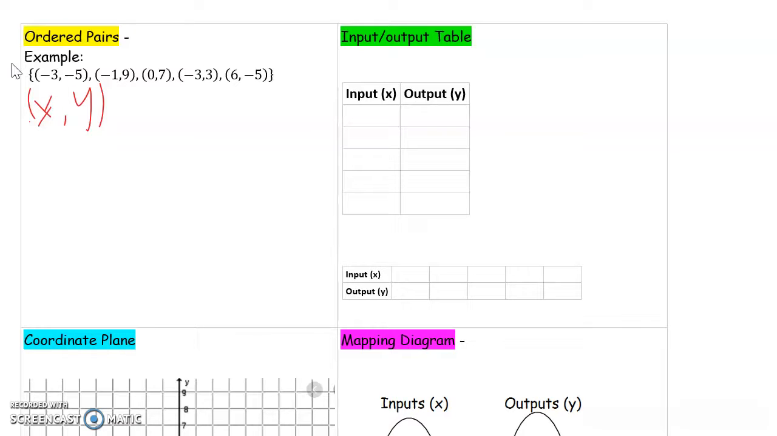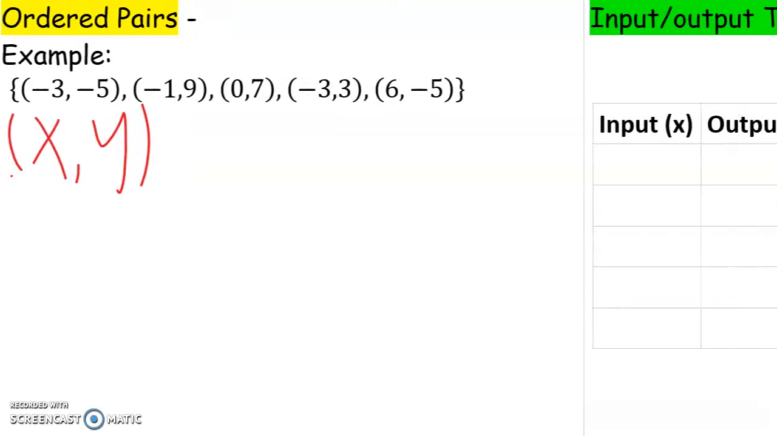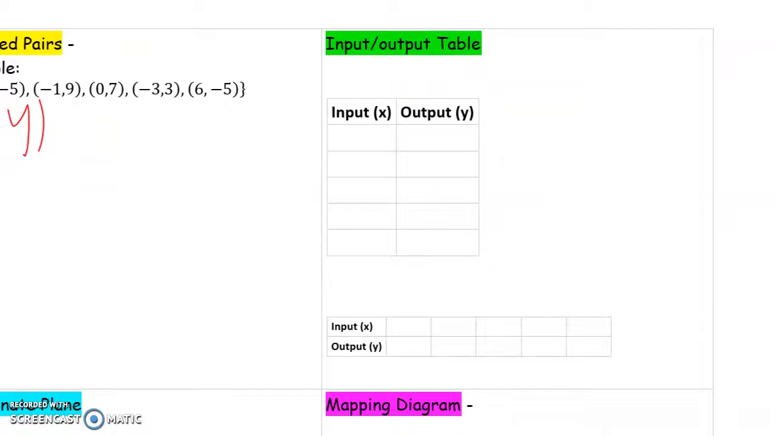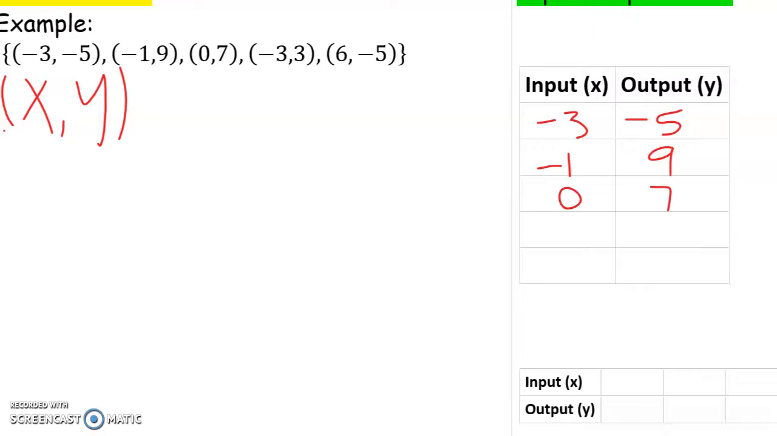We can also represent it in a table. Sorry guys, writing is just not working for me. Alright, so then we can represent those in a table. I'm going to take these same numbers and input them into my table. The first ordered pair, we had -3 as my input, -5 as my output. The next one we had -1, 9. The next one 0, 7. -3, 3. And then 6, -5.